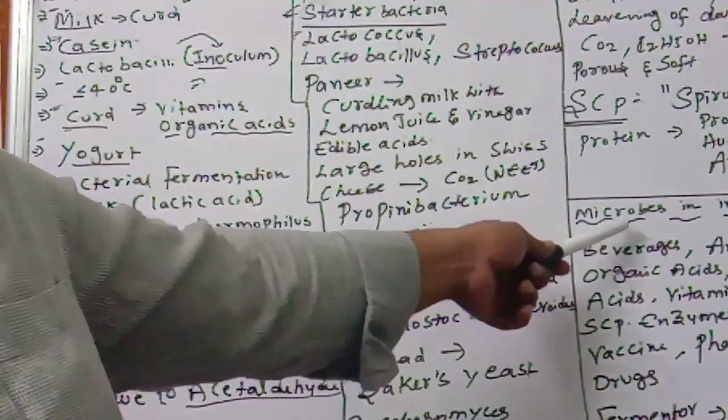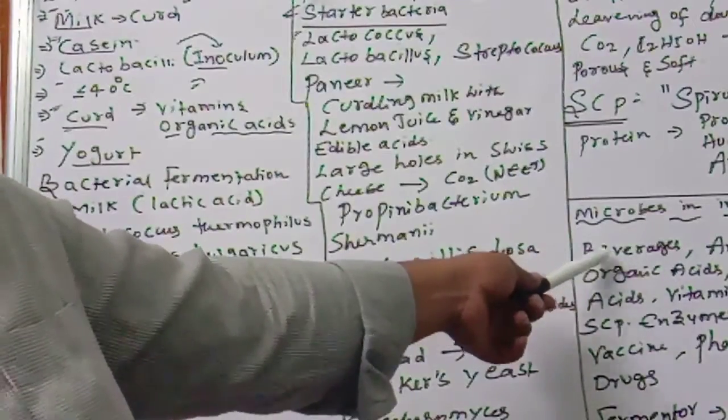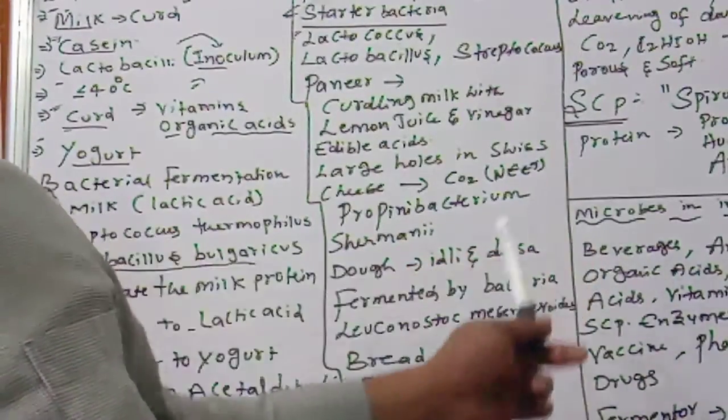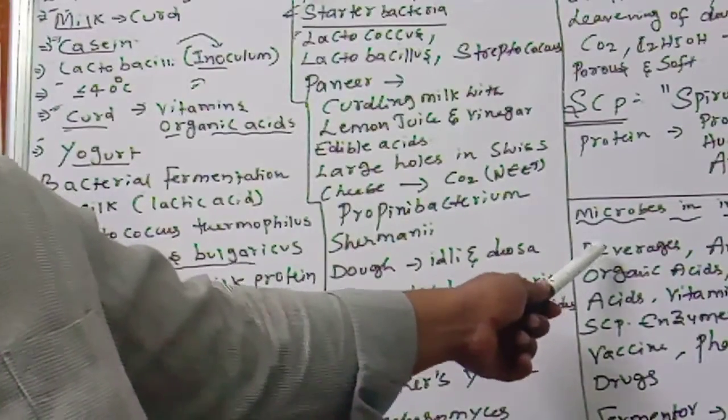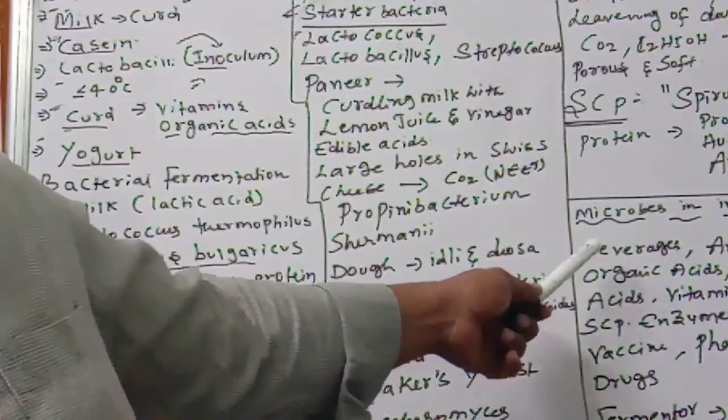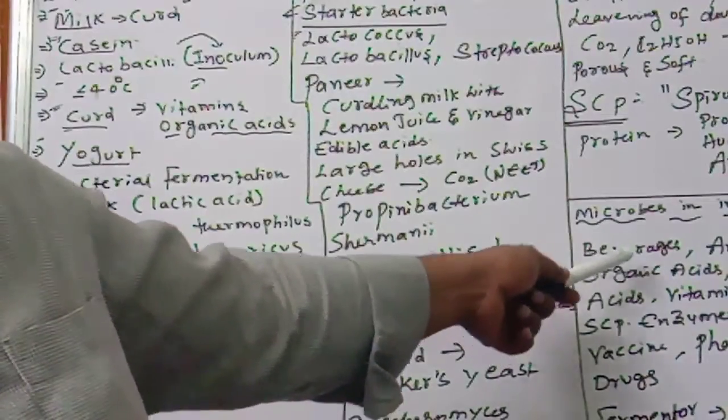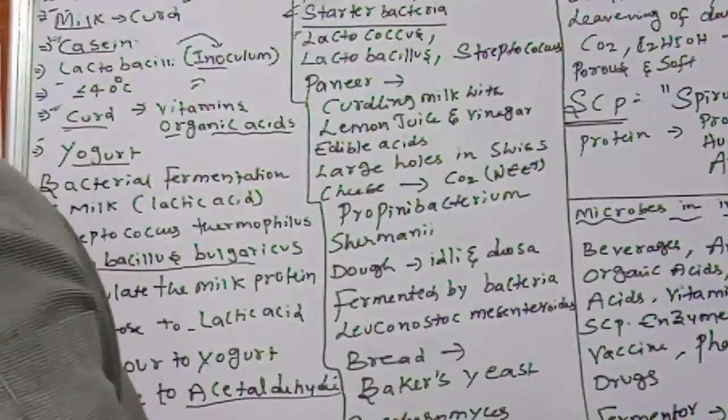Next come to microbes in industrial products. What are the microbes in industrial products? Say for making of alcohol, ethyl alcohol, beer, wine, rum, such kind of beverages. To make the beverages we will use the microorganisms. Even for making of penicillin. What is penicillin? Antibiotic.